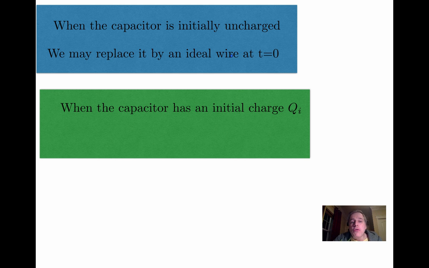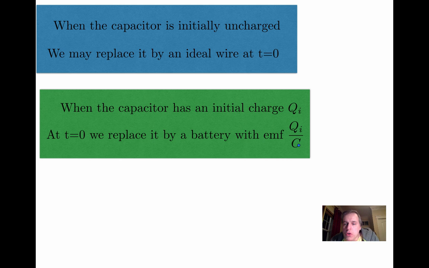If the capacitor has an initial charge, Q initial, so when you close the switch, let's say there's already some charge on the capacitor, then just at that instant, at t equals 0, when I close the switch, you can replace the capacitor by an ideal battery with EMF equal to QI over C. So you can basically treat your capacitor as a battery with an EMF QI over C. Okay. So that's just true at t equals 0.